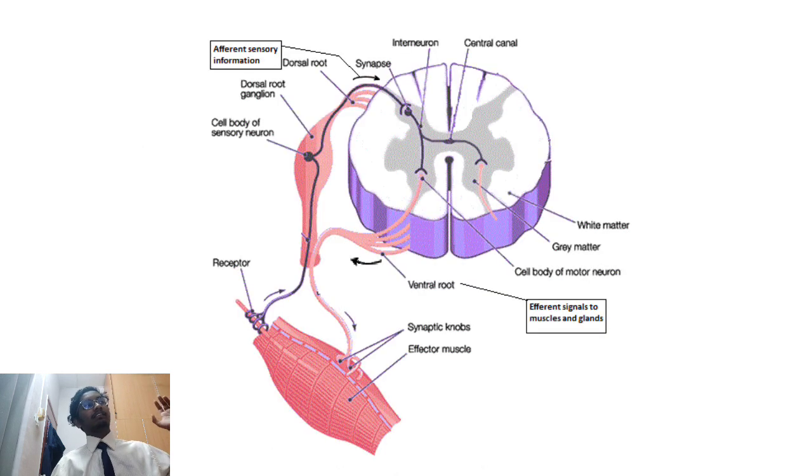Okay, from this slide, we can see the cross-sectional area of the spinal cord. In the central region, there is a grey color, which is called grey matter, and in the peripheral region, there is white matter. The shape of the cross-section is like a butterfly or the letter H, which consists of two dorsal parts, which are posterior, and two ventral parts, which are anterior.